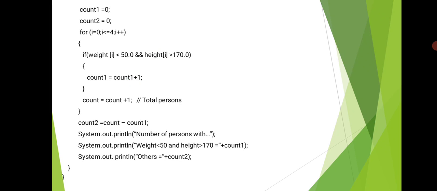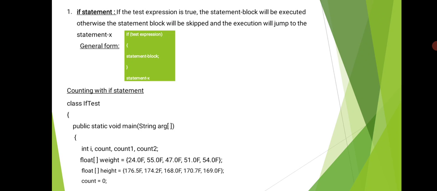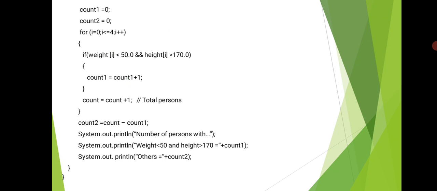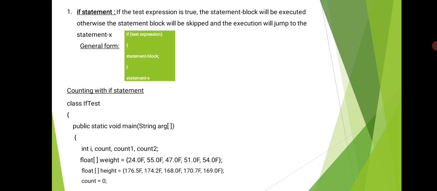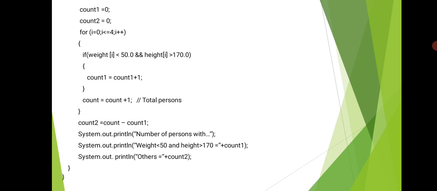Array will begin with 0 index, right? So here weight of 0, that is the first element 24.0, is less than 50 is being checked. It is true. Then height of 0, that is 176.5, which is greater than 170, is being checked. Both conditions are true because 24 is less than 50 and 176 is greater than 170.